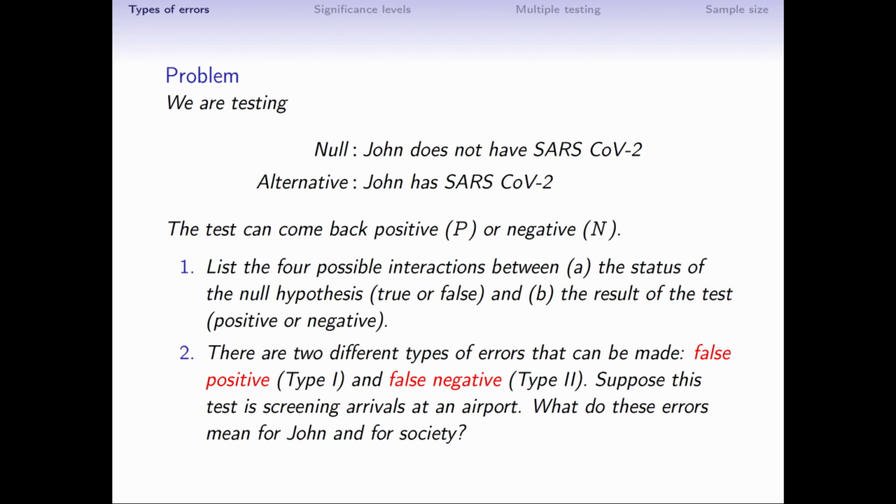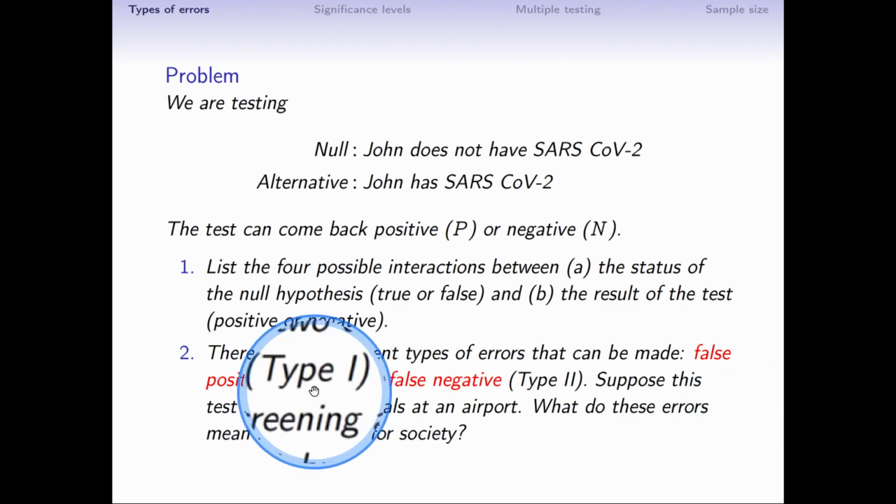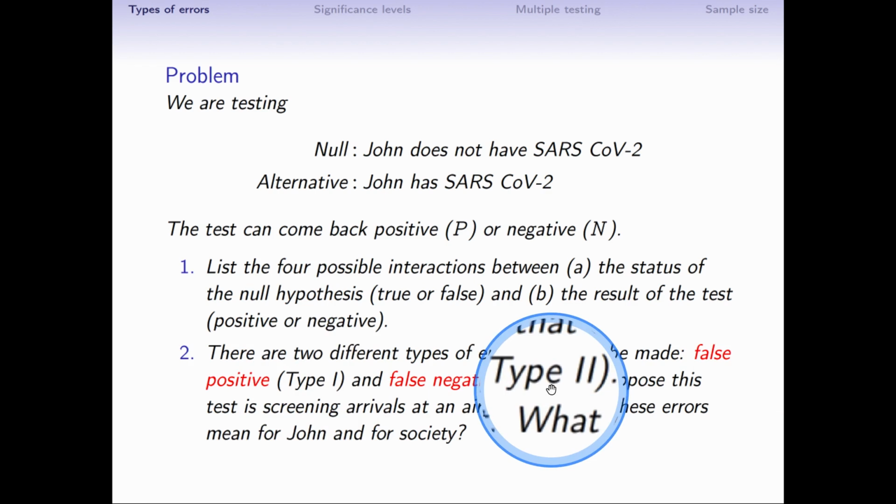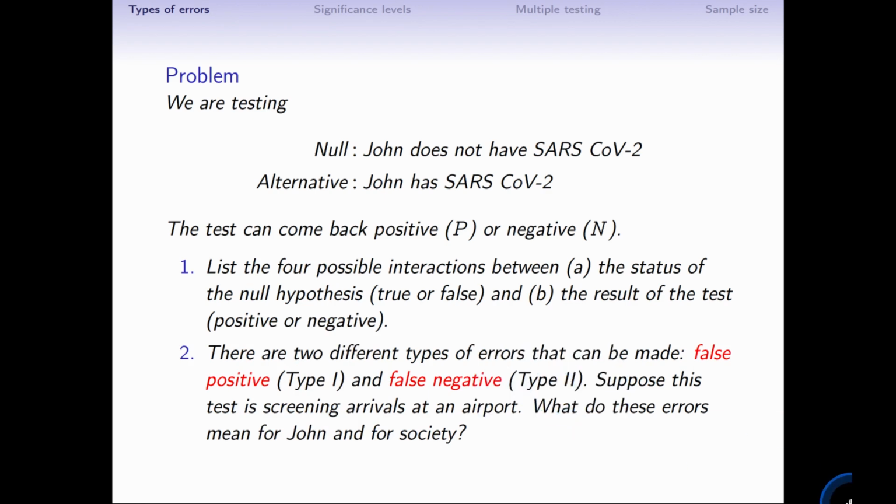Now, there are 2 very different types of errors that can be made. One is called a false positive, and in statistical language we would call this a type 1 error. And there's also the false negative error, and in statistical language we'll call this a type 2 error. And suppose this test is screening arrivals at an airport. What do these 2 errors mean for John and for society? Let's first work part 1.